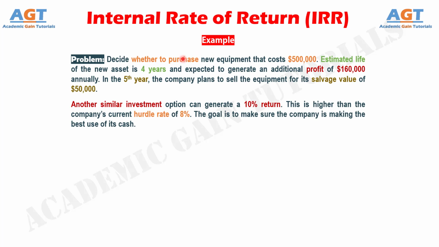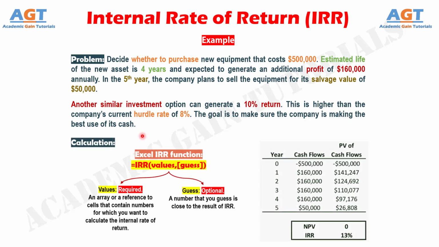A company is deciding whether to purchase new equipment that costs $500,000. Management estimates the life of the new asset to be 4 years and expects it to generate an additional $160,000 of annual profits. In the 5th year, the company plans to sell the equipment for its salvage value of $50,000. Meanwhile, another similar investment option can generate a 10% return. This is higher than the company's current hurdle rate of 8%. The goal is to make sure the company is making the best use of its cash.